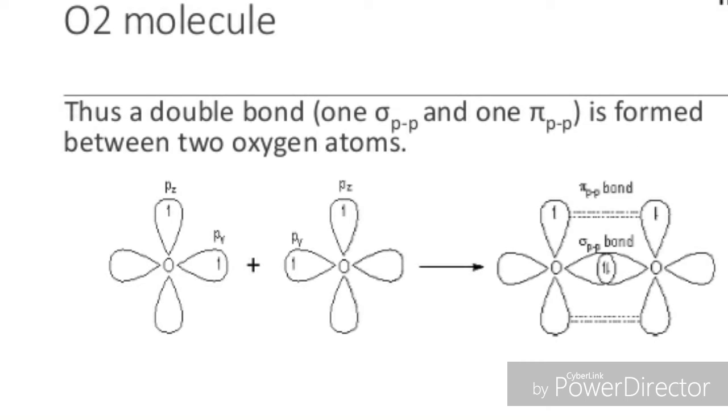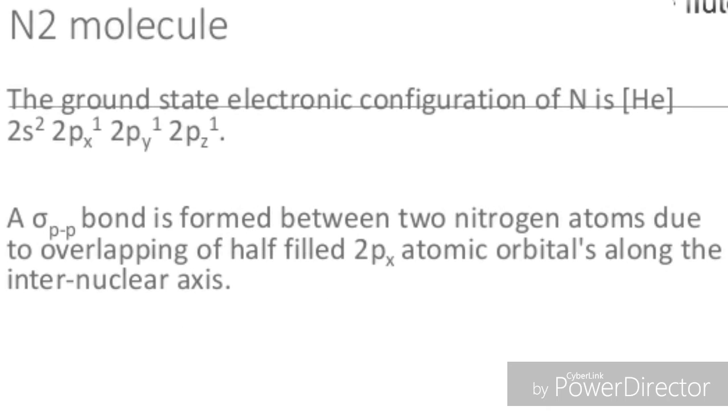Students, in oxygen molecule, there is a double bond between two oxygen atoms. In this double bond, the first bond is sigma bond and the second bond is pi bond. Students, end-to-end or head-on overlap of p orbitals on internuclear axis, that is sigma bond. Sidewise or lateral overlap of p orbitals, that is pi bond. So one sigma bond and one pi bond are there in oxygen molecule.